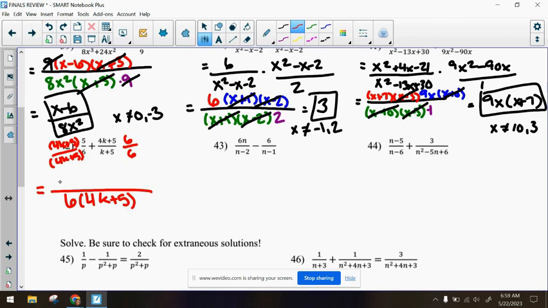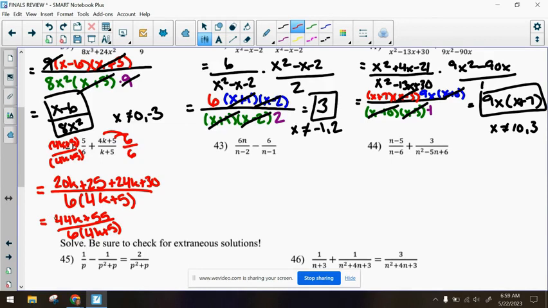I've got to distribute the 5 through. So I get 20k plus 25. And then I also have to distribute this 6. So plus 24k plus 30. And then I need to combine my like terms in the numerator. I get 44k plus 55 over common denominator 6, 4k plus 5.